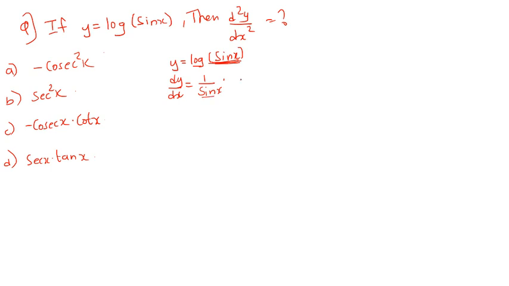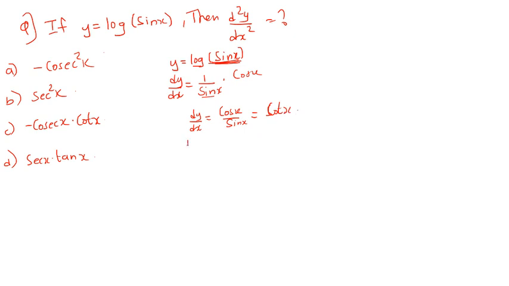But again I have to differentiate this sin x. Sin x differentiation is what? Cos x. So what happens here? I am getting dy by dx is equal to cos x divided by sin x. So cos x divided by sin x can be written as cot x.